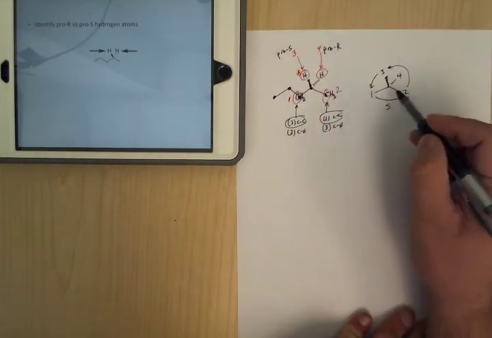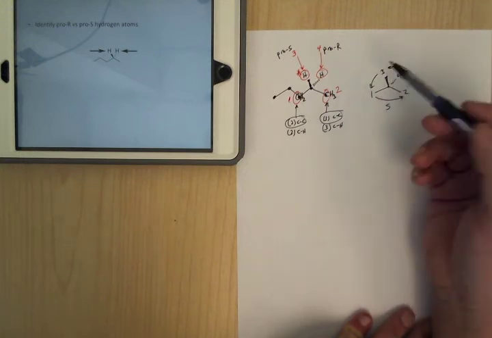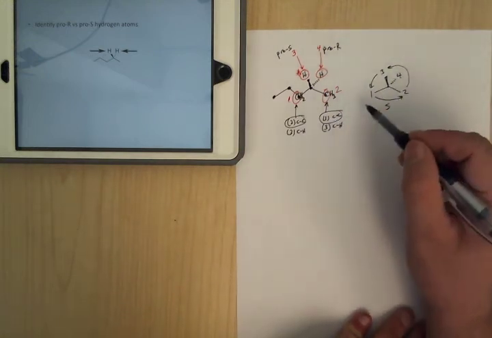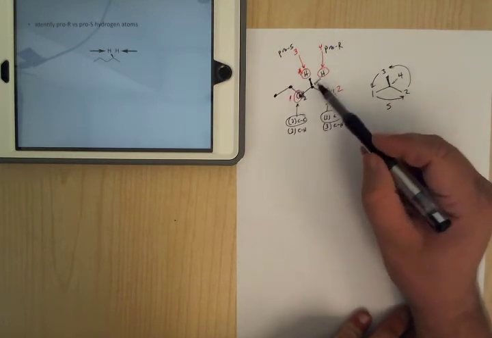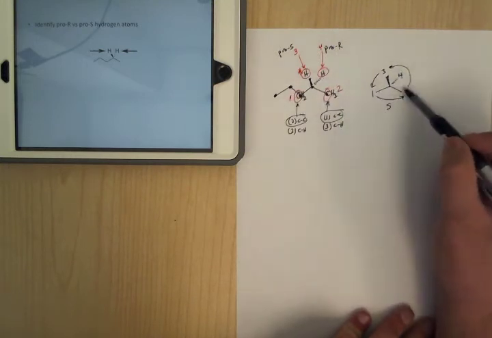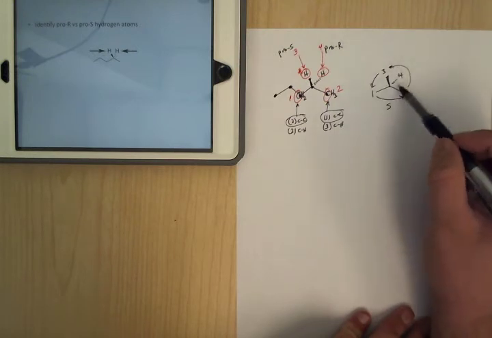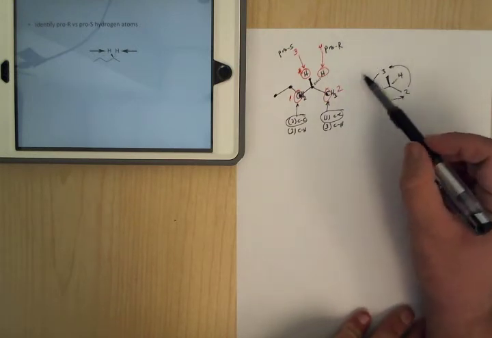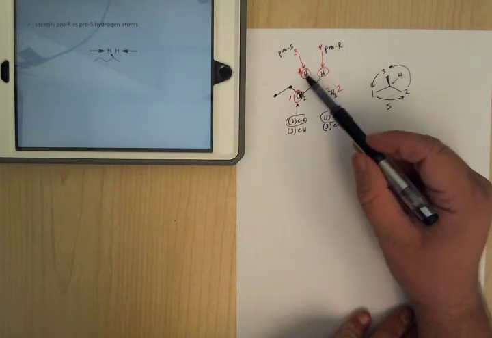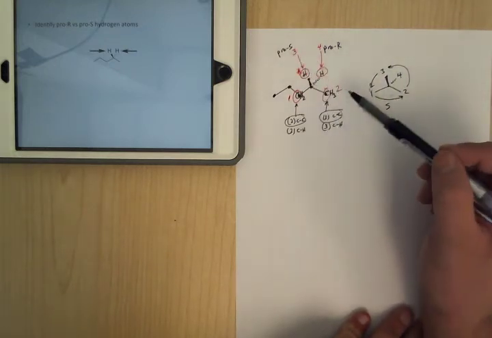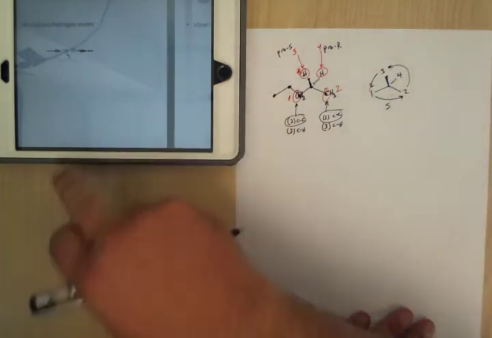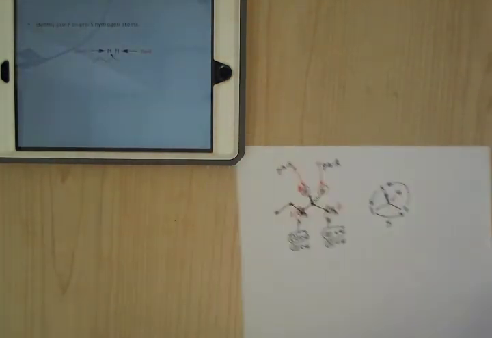You could do that. If you flip these two, then flip it around, it becomes clockwise. But make sure you give yourself the easiest one, especially if you're doing the steering wheel method. Make this one 4, make this one 3. If it becomes S, that means whatever you made 3, that's the pro-S.